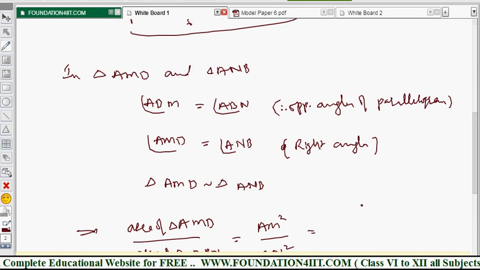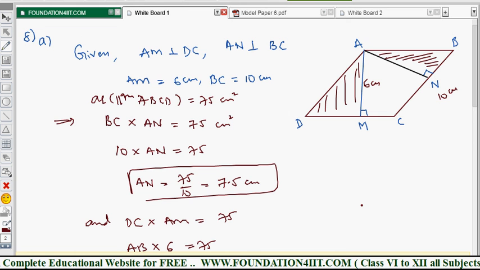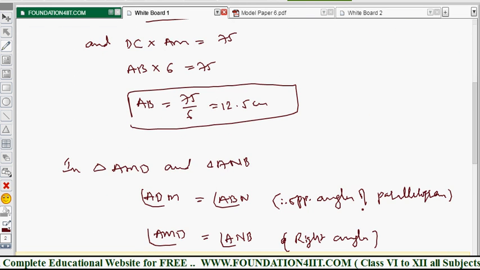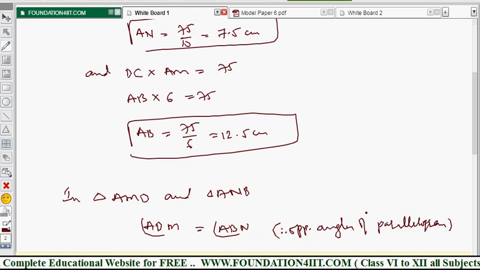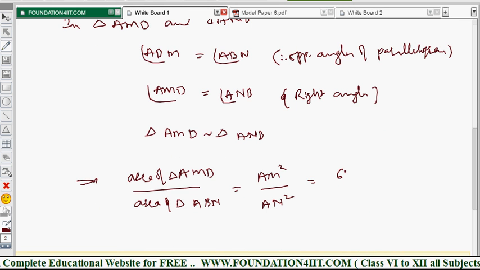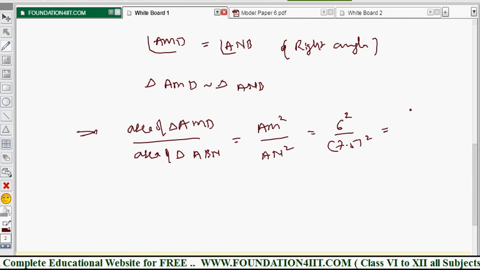Now what are the AM value and AN value? AM value, substitute, that is 6, and the AN value already found, that also you can substitute here. AN is 7.5. So 6 square by 7.5 square. By substituting this, 6 square is 36, and 7.5 into 7.5 multiply. You can simplify. See, 3 times table, cancel it. 3 12s, 3 2s 6 5. Again 3 table, 3 4s 12 and 2.5. So finally 4 by 2.5 into 2.5, which is 6.25.